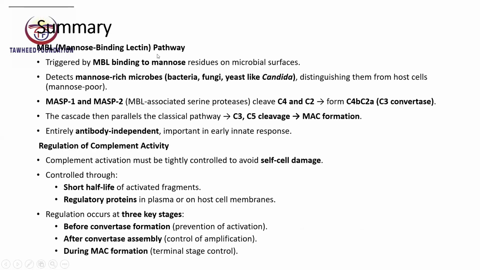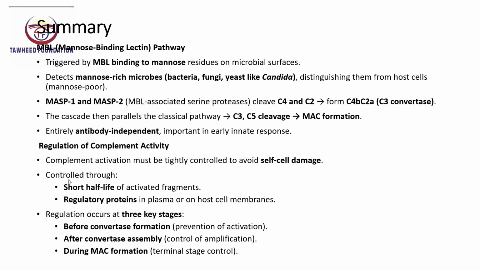Next is the MBL, mannose-binding lectin pathway. It is triggered by MBL binding to mannose residues on microbial surfaces. It detects mannose-rich microbes, that is bacteria, fungi, yeast-like Candida, distinguishing them from host cells, which are mannose-poor. MASP1 and MASP2 cleave C4 and C2 and form the C3 convertase. The cascade then parallels the classical pathway and leads to MAC formation. Entirely antibody independent, important in the early innate response.